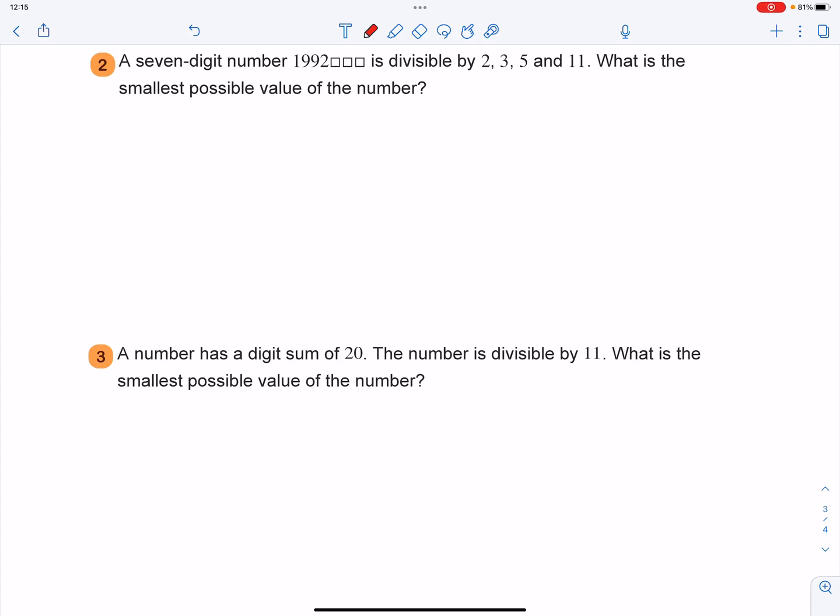Extensive exercise question number 2 of lesson 10. A 7-digit number 1992 with 3 blanks is divisible by 2, 3, 5, and 11. What is the smallest possible value of the number?